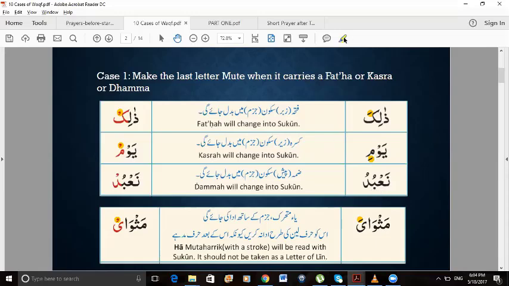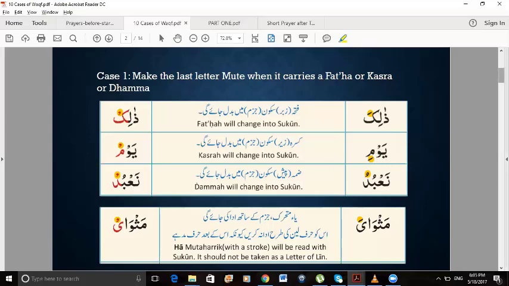The next example is over here. In normal circumstances, you would read this as na'budu. What happens if you would like to stop is that the dhamma will change into a sukoon. So this dhamma over here will change into a sukoon like this. So instead of reading it as na'budu, you would read it as na'bud. Okay, so these are all the examples of where you would stop. This is how you'd pronounce it, and this is if you weren't stopping. So you can see the transition between the last letter, what happens.